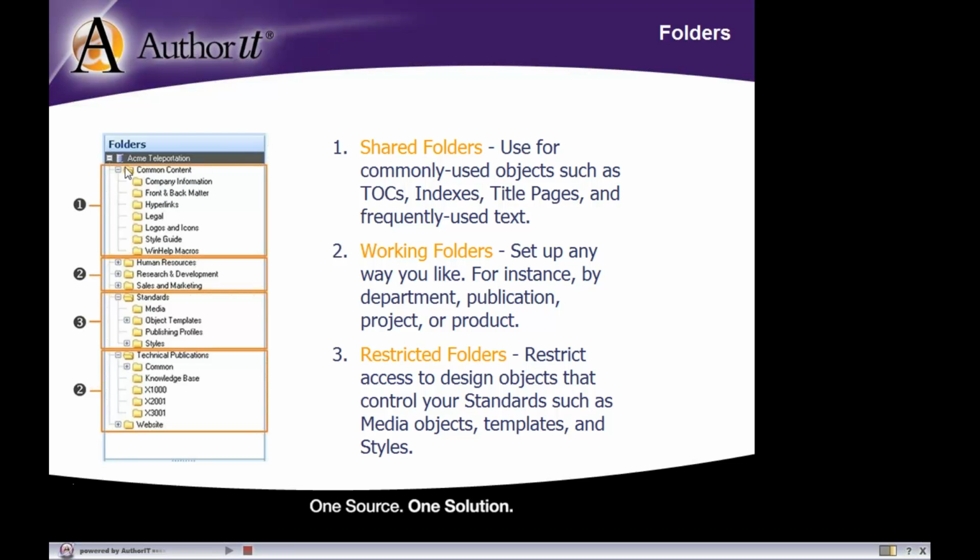In that case, that would be perfect material for your shared folders location. In this particular library, this area labeled with a 1 here for shared folders is referred to as the common content area. Underneath that, you have the various categories of common content: company information, front and back matter, common hyperlinks, common legal notices, common logos and icons, and so on. So this is a shared directory. It has our commonly used objects.